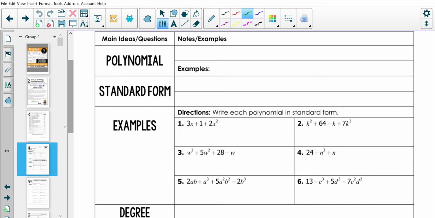Okay, so a polynomial is an expression consisting of many terms.